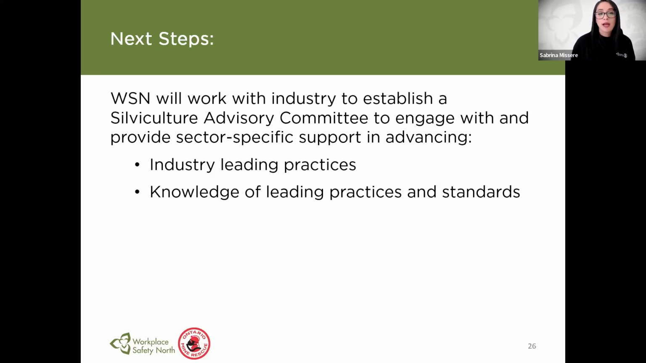Because of this, Workplace Safety North will be working with industry to establish a silviculture advisory committee that will invite participation from industry experts directly from the sector, so both worker and management representatives, and others who support the sector. So there will be representatives from Workplace Safety North, perhaps the Ministry of Labor, Immigration, Training and Skills Development. We'll extend membership to licensees, et cetera. Now, it's within that group that our recommendations through our technical report will be shared to action as they see fit.